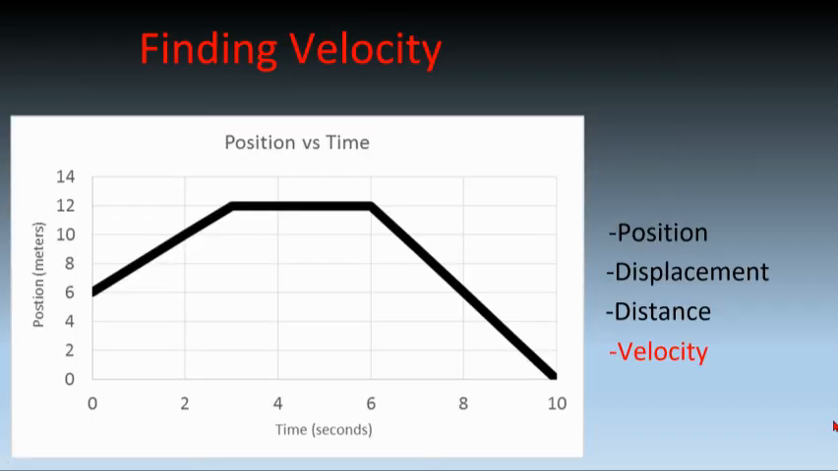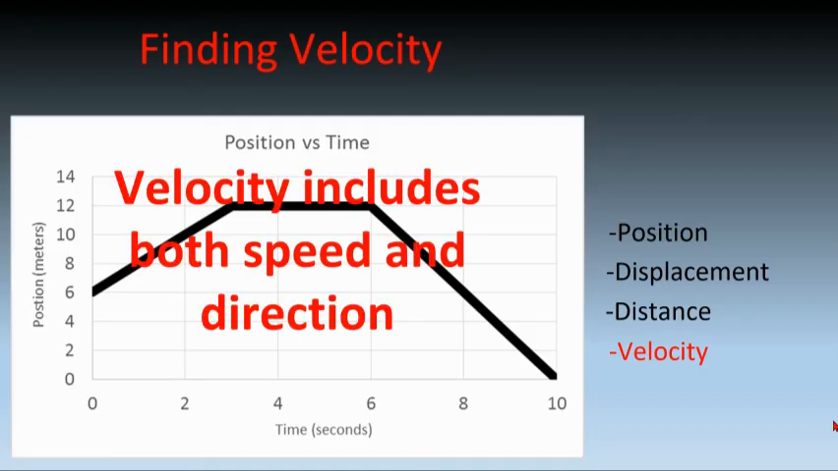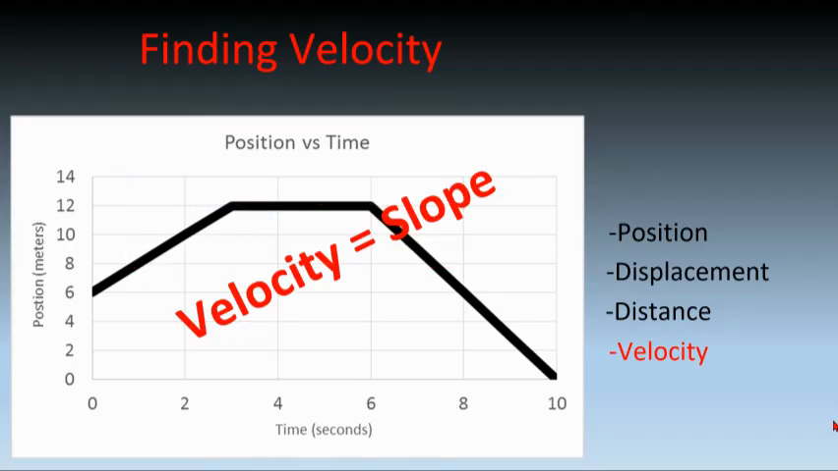How do you find velocity from a position versus time graph? Velocity is found by the slope of a line, and velocity includes both speed and direction, right? And so it can be positive or negative, because positive, negative is just a direction. If it's going forward, positive. If it's going backwards, negative. So velocity is equal to the slope of the line.